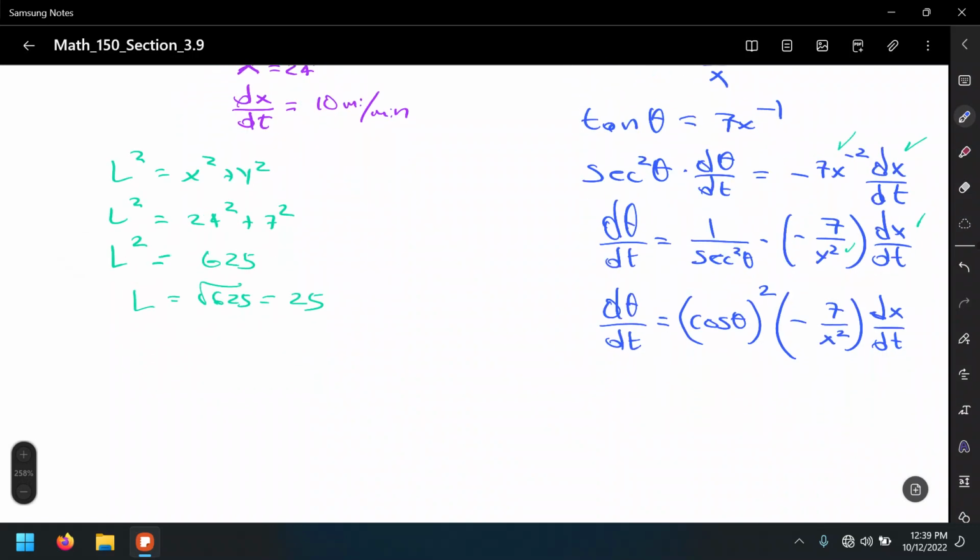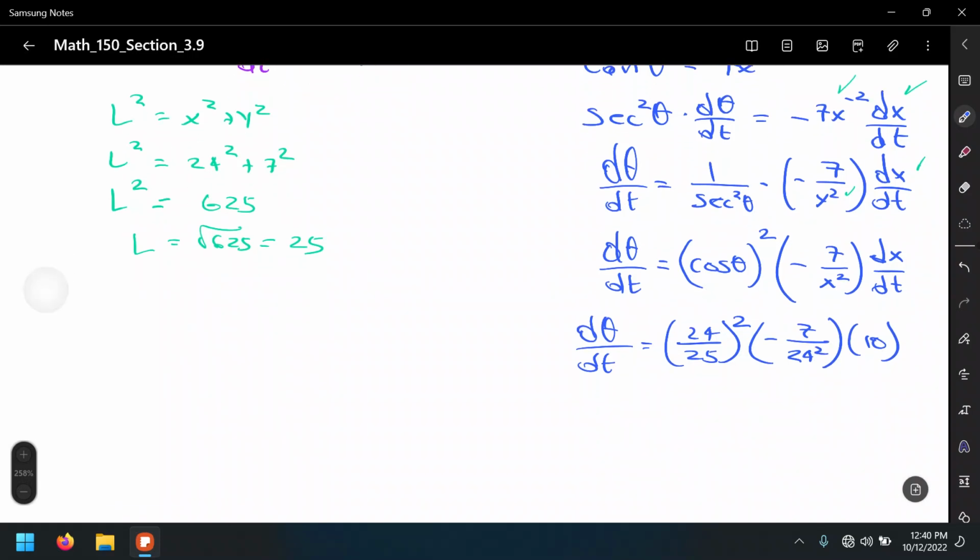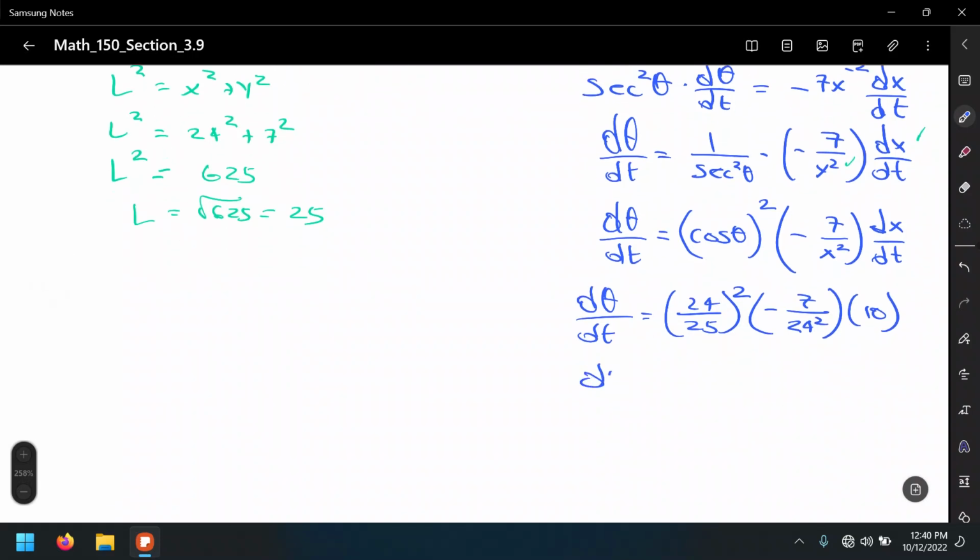So that's d theta dt equals 24 over 25 quantity squared times negative 7 over x squared, and dx dt, which is 10. And using a calculator to simplify this madness should give us the following result. d theta dt equals 0.117. What will be the units in this case? That's the big question.